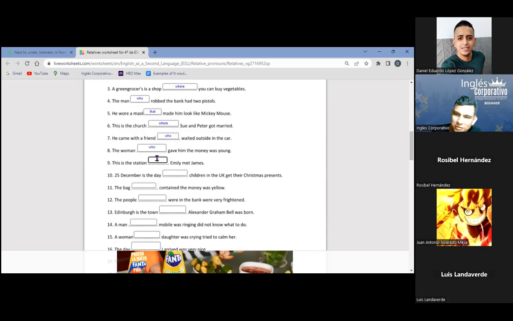Me hizo recordar cuando estaba el coronavirus. Yo vivo a la orilla de la carretera, por eso se escucha un gran ruido. Dijeron que era time, sería el when.